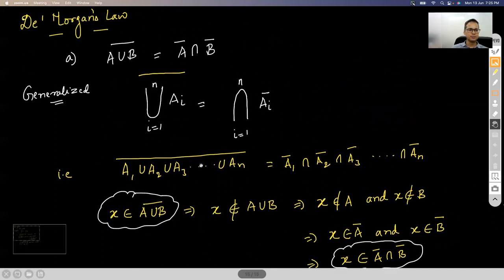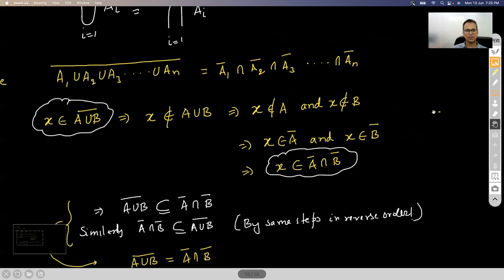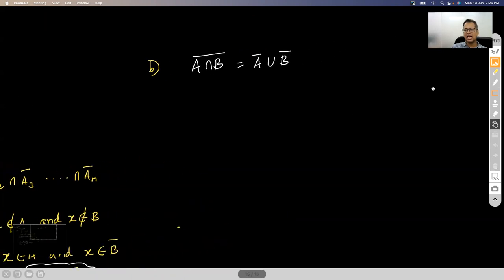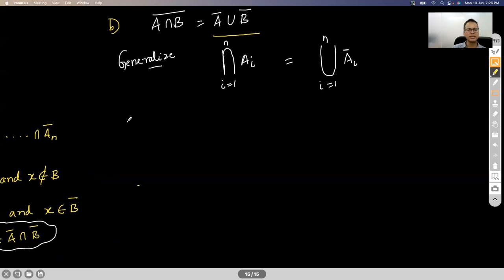So this is your first of De Morgan's law. Okay. I hope all of you have noted down the steps. Let's move on to B part. In B part De Morgan says opposite. If you do A intersection B whole complement, it is A complement union B complement. And you can generalize this by saying that the intersection of Ai whole complement is same as union of their complements. Okay. Again, proof is same. I will not be doing it.